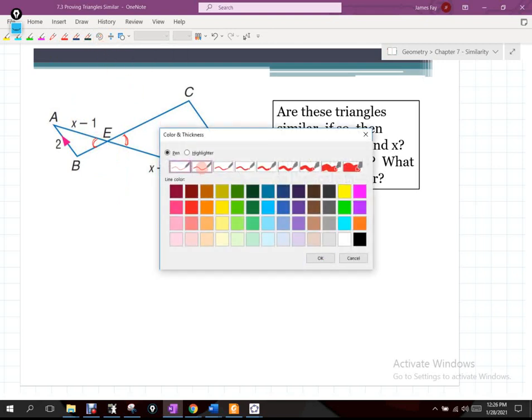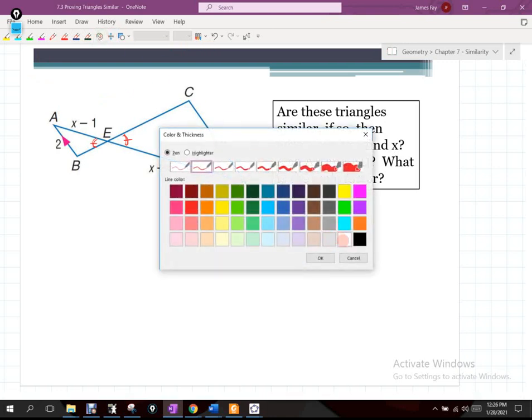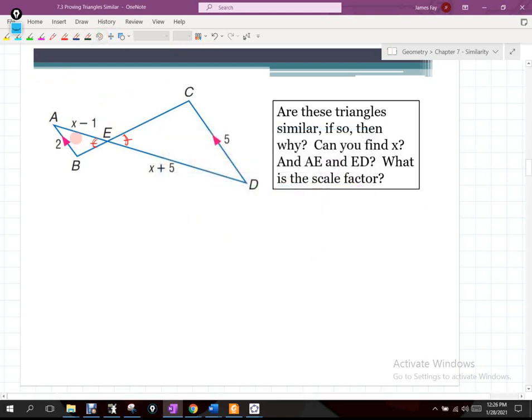They're vertical angles, right? Vertical angles are congruent, so we got that. What do these arrows and these lines mean? Parallel. If we have parallel lines, and I'm just going to look at maybe that transversal AD, what does that tell you about angle A compared to angle D? They're congruent, right? They're alternate interior angles, right?